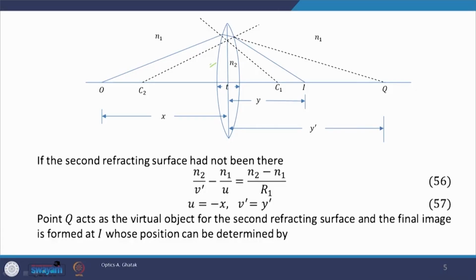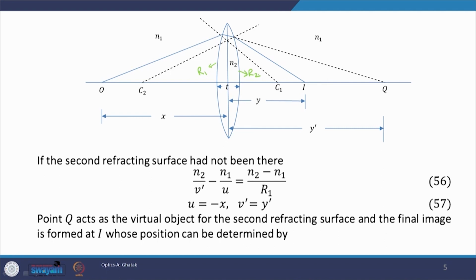And what are these two spherical surfaces? This is the first surface with radius of curvature R1, and this is the second surface with radius of curvature R2. R1 is the radius of curvature of the first surface, and R2 is the radius of curvature of the second surface. These two surfaces join together and confine a material of refractive index n2 between them.